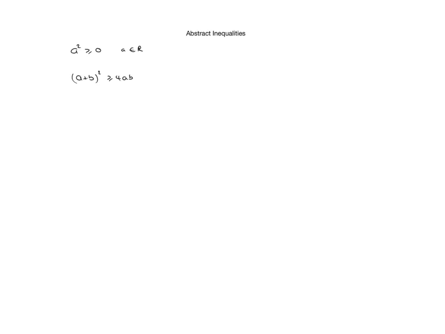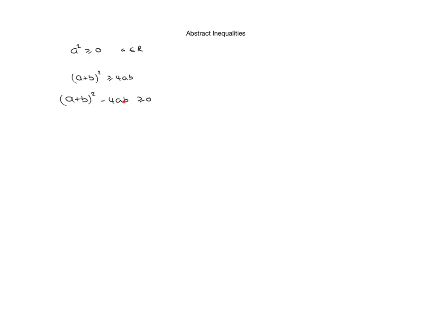Let's see what we can do. We'll bring the 4ab across, because that means we've got greater than or equal to 0, so there's half of the battle done. So we have (a plus b) all squared minus 4ab is greater than or equal to 0. Now we're going to try to manipulate the left-hand side so that we can get it in terms of squares if we can.